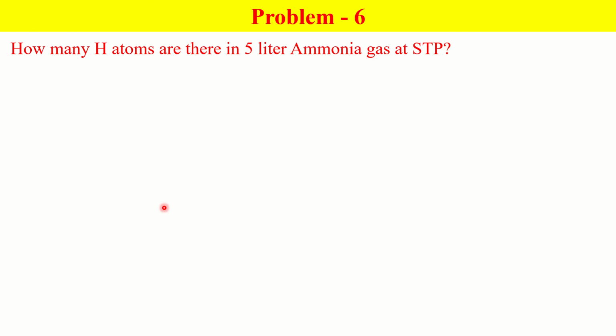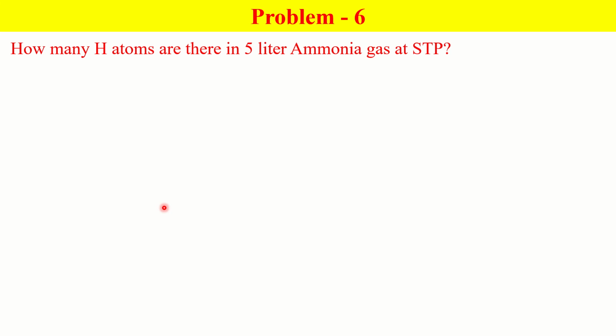How many hydrogen atoms are there in 5 liter ammonia gas at STP? Dear students, in one ammonia molecule there is 1 nitrogen atom and 3 hydrogen atoms. So at first you have to find out the number of molecules present in 5 liter ammonia. Then you will find out the number of hydrogen atoms present in 5 liter ammonia.